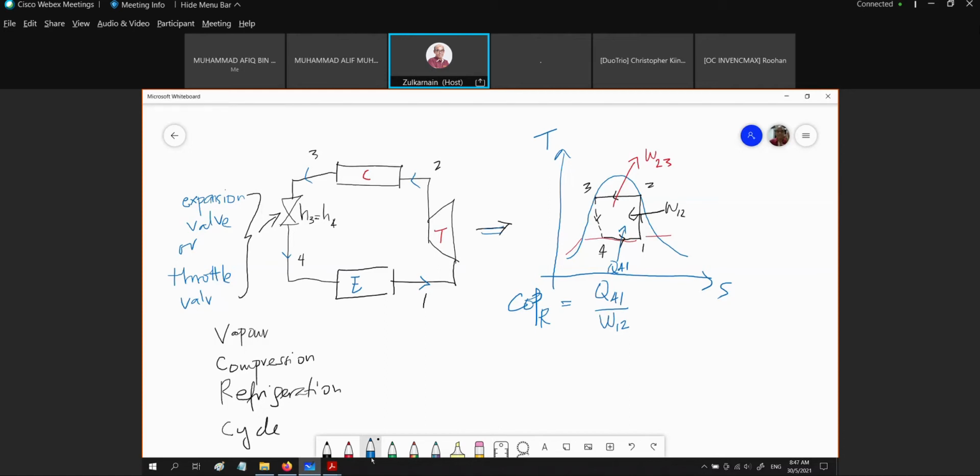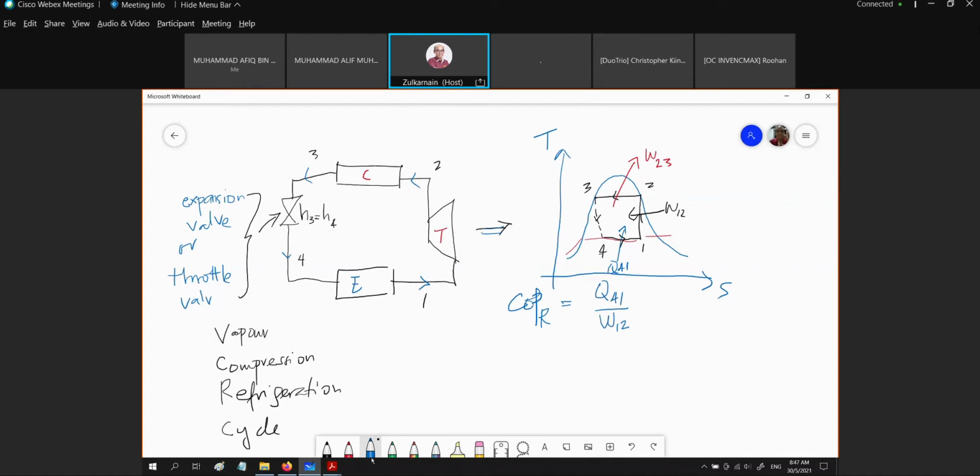And to get the Q41, W12, we cannot use the change of entropy. We need to get everything in terms of enthalpy. Okay, Q41 is H1 minus H4, W12 is H2 minus H1. So this is for the coefficient of performance, the quality, the efficiency of our cycle.